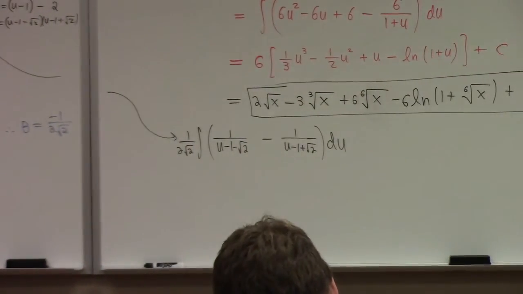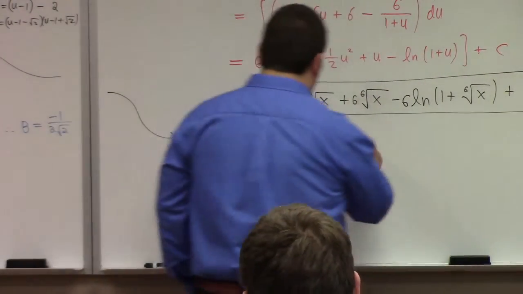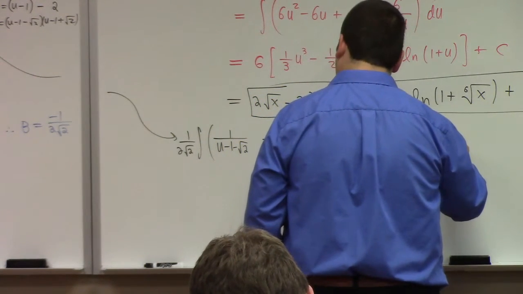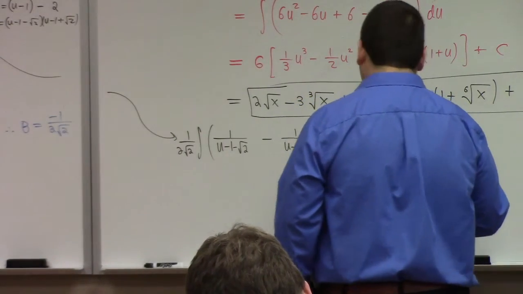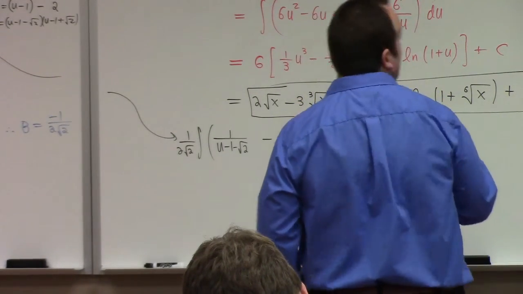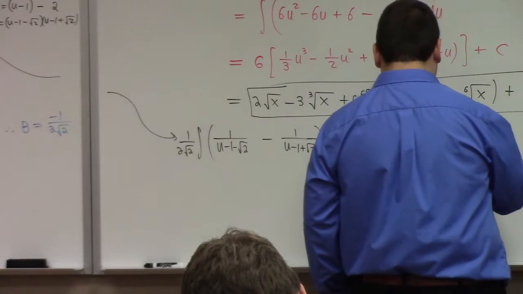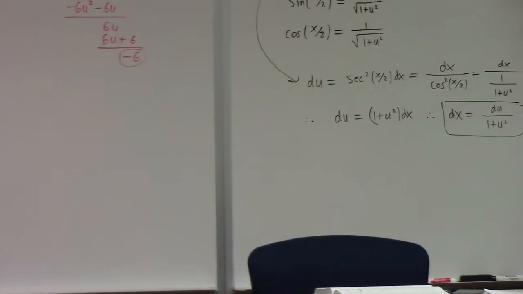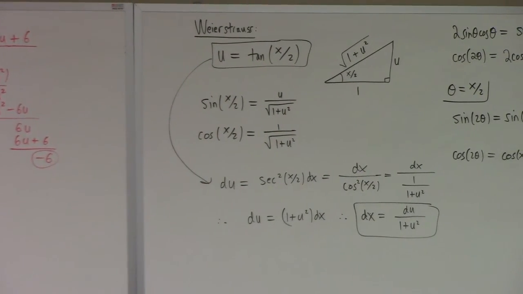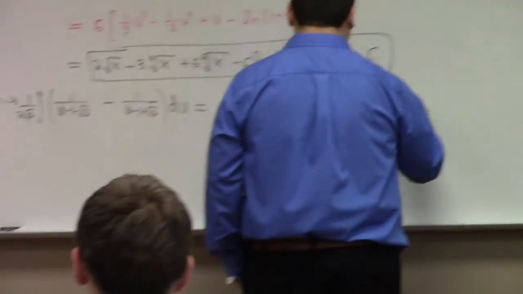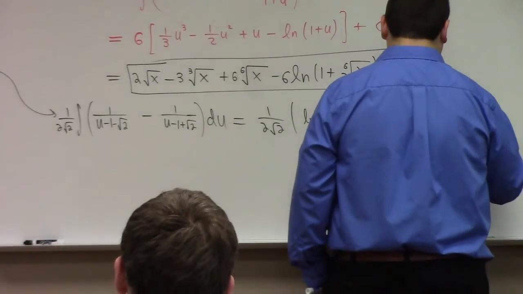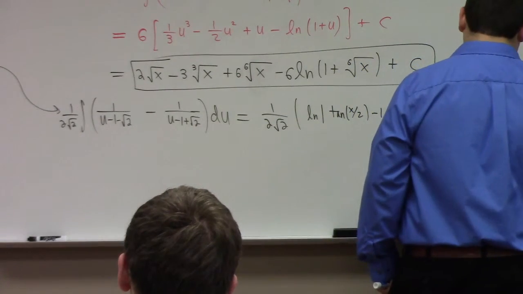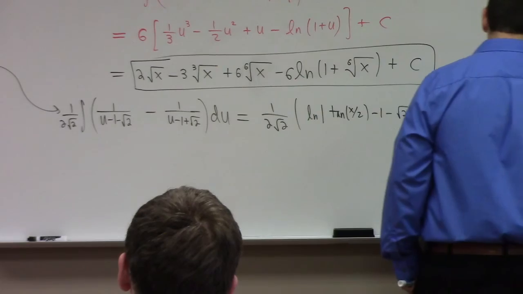which of course you can integrate, right? I mean, it's 1 over 2 root 2, parentheses, natural log of the absolute value. If you don't mind, I'm going to put back what u was. What's u? Tangent x over 2 minus 1 minus square root of 2 minus the natural log of the absolute value of the tangent of x over 2 minus 1 plus the square root of 2, close absolute value plus constant.